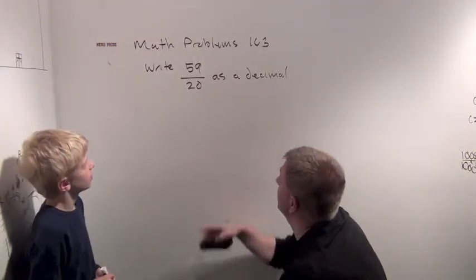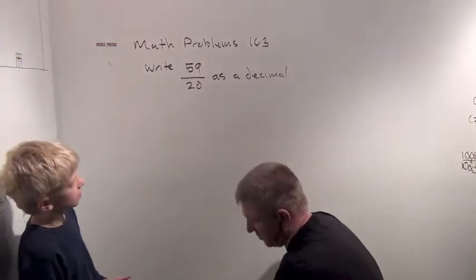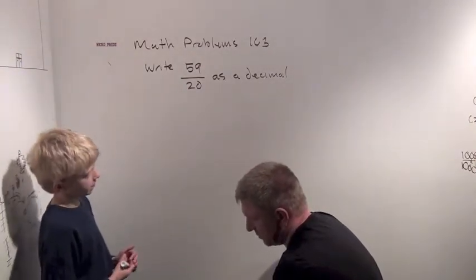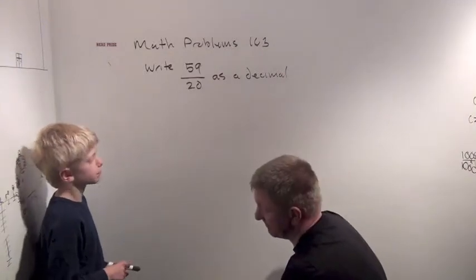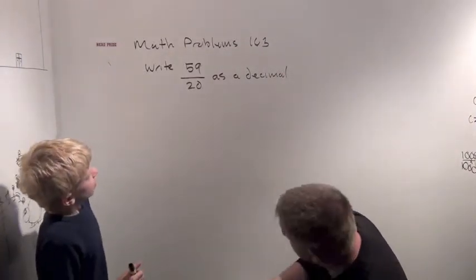No. We were talking about converting decimals to fractions, so we're just going to do an example. 59 over 20. It's a decimal. Yeah, write this as a decimal. We're going to do it a couple different ways, so however you want to do it, go ahead.